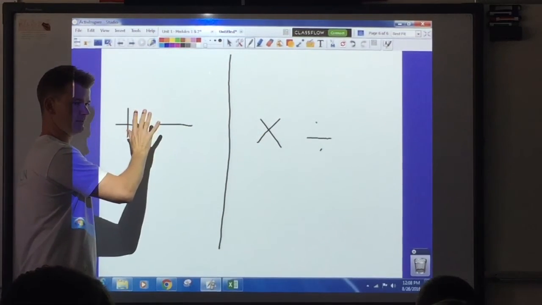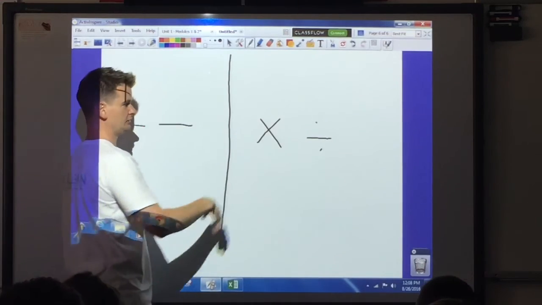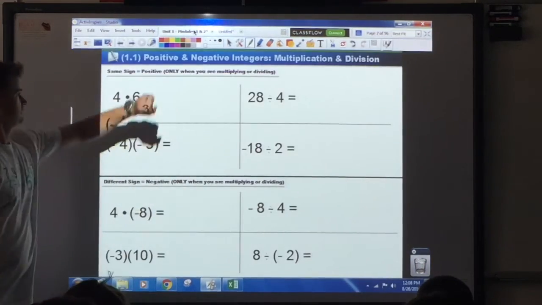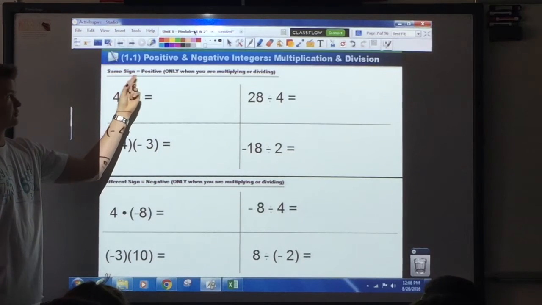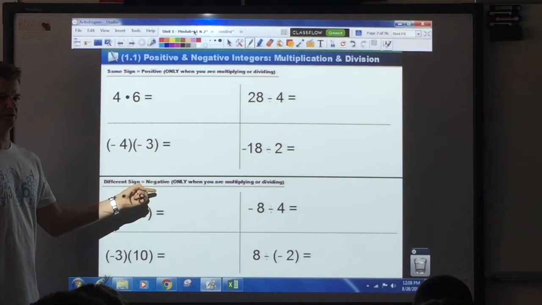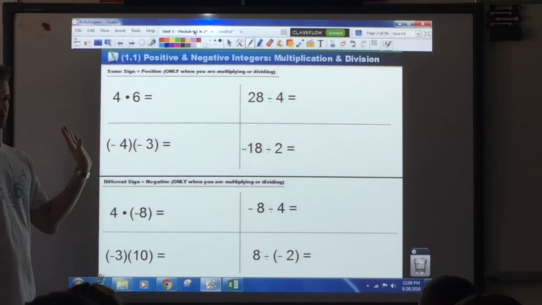Same sign, add and keep. Different sign, subtract. When we multiply and divide, I think it's simpler. If both numbers have the same sign, your answer will be positive. If they have a different sign, your answer absolutely will be negative. That's absolute, 100% of the time.